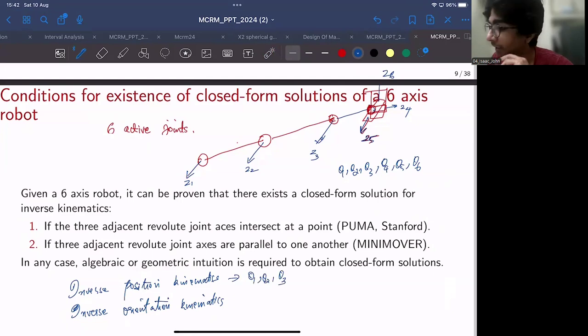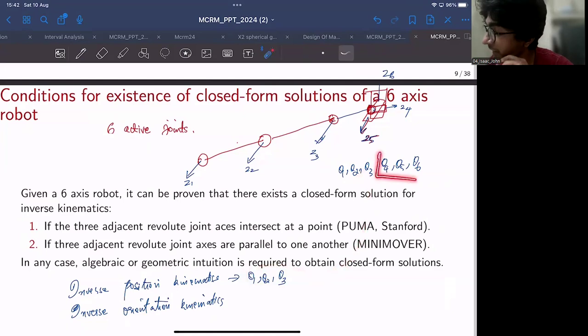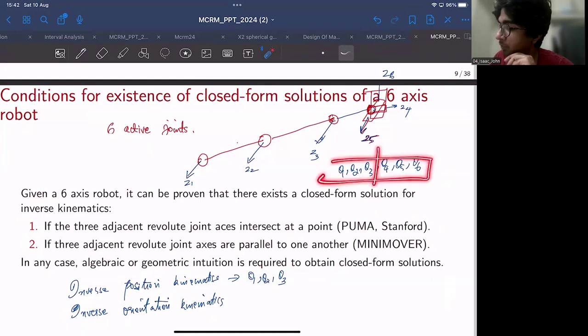So once you have solved inverse position kinematics, you can substitute these numerical values into the inverse orientation problem, and then later you can solve theta 4, theta 5, and theta 6. Right? It's basically decomposing this entire problem into two problems. The first is inverse position kinematics, and the later being inverse orientation kinematics.